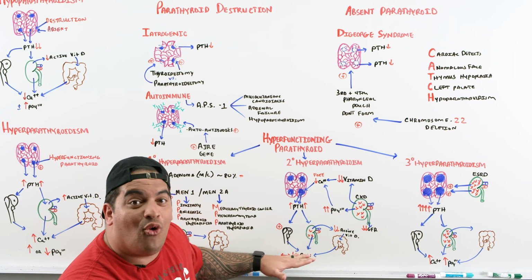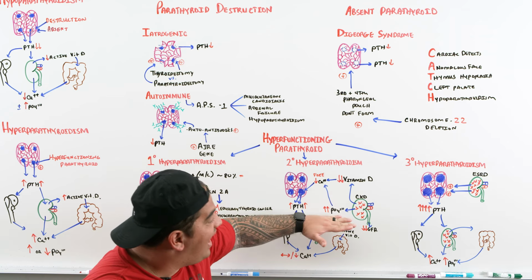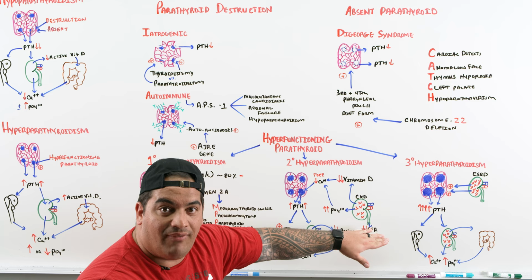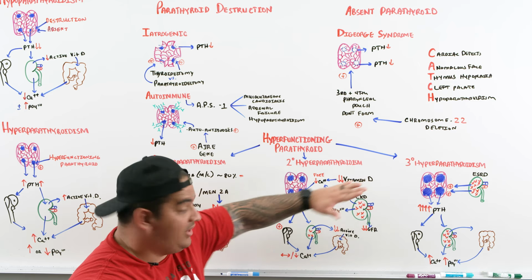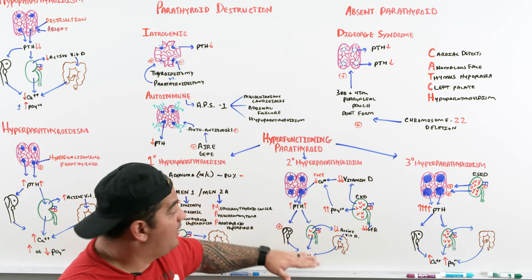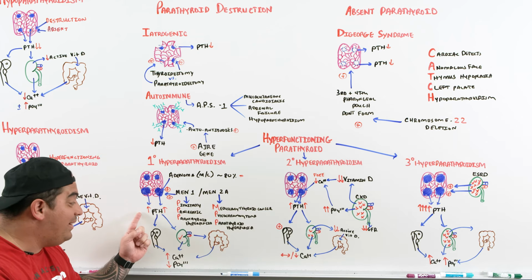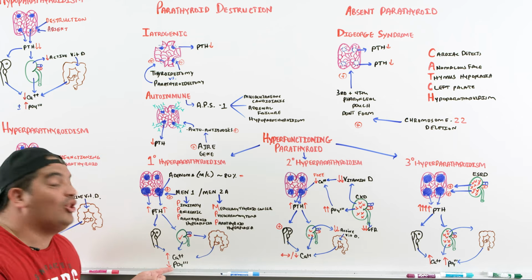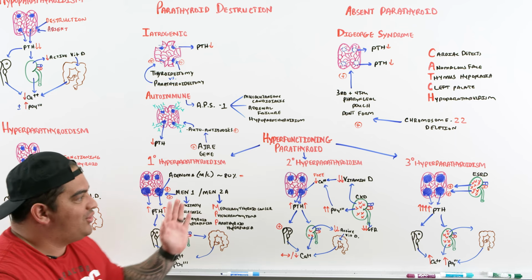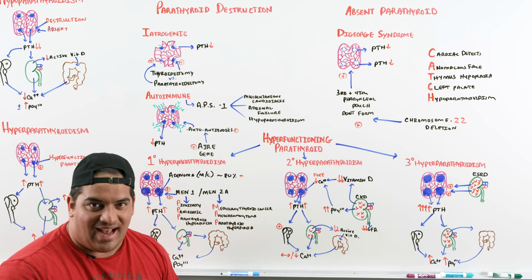Secondary is normal or low calcium, high phosphate, low GFR. Vitamin D deficiency, low vitamin D, lower normal calcium. But both of them will have a high PTH. Primary: high PTH, high calcium, low phosphate. So you start noticing the difference between these guys.